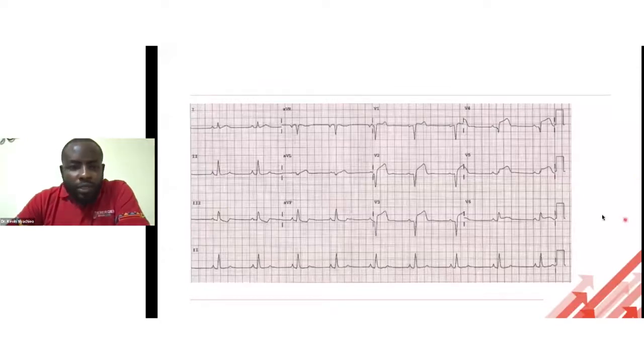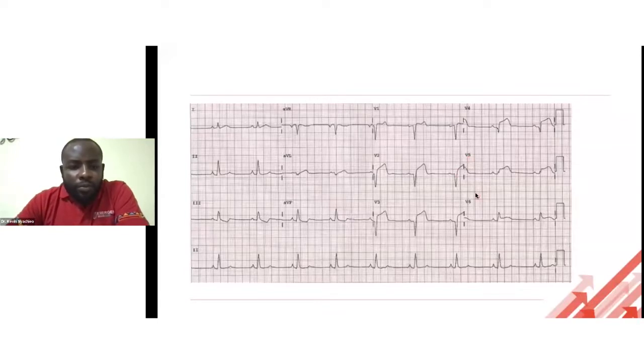Okay, so as you can see here, there is significant ST elevation in V2, V3, V4. You can also see a bit in V5, V6. Remember, V5, V6, aVL, as well as lead 1, these are lateral leads. You already have ST elevation in V2, V3, V4, so you're already thinking this is an anterolateral MI.